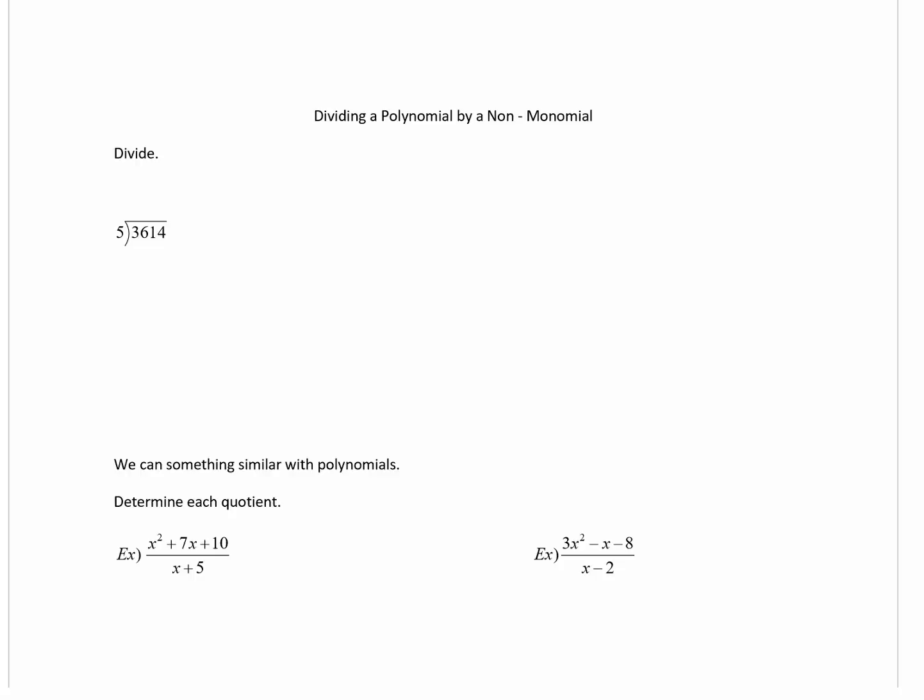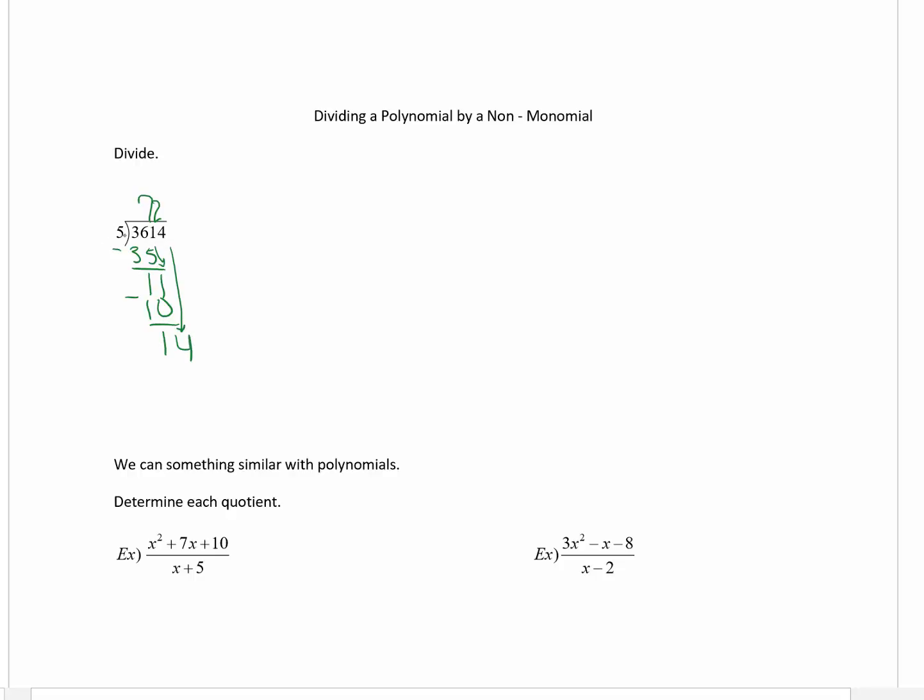5 does not go into 3, but 5 does go into 36 7 times. So I would take that 7 times 5, that's 35. Subtract, that's 1. Bring down the next number, which is a 1. How many times does 5 go into 11? Well, that's 2 times. 2 times 5 is 10. So I would subtract, that's 1. Bring down the next number, which is a 4.